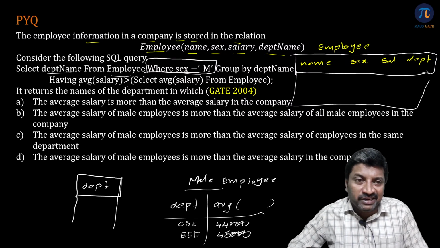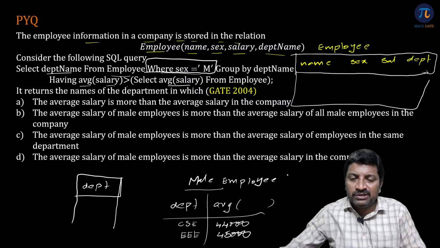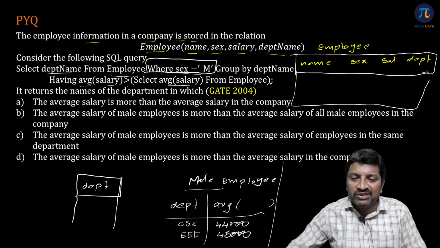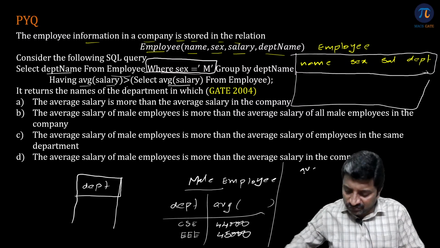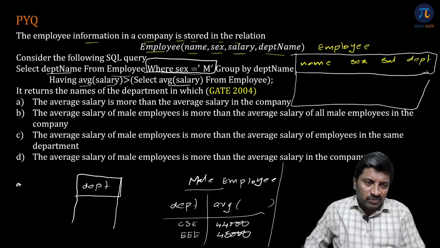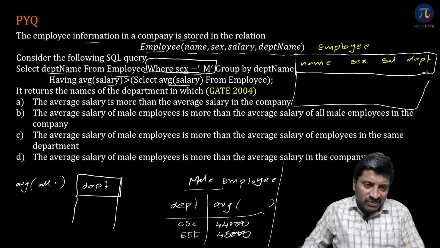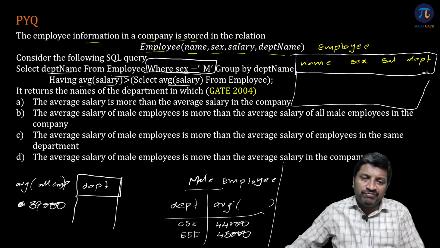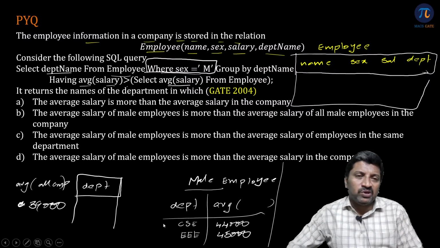But you are filtering with having average of salary greater than the average of salary from all the employees. Here you are finding the average of salary for all the employees. Suppose the average of all employees is, let us assume, some 39,000. Then you filter the records using this 39,000. Hope you understood it.